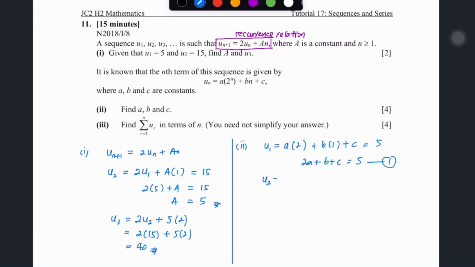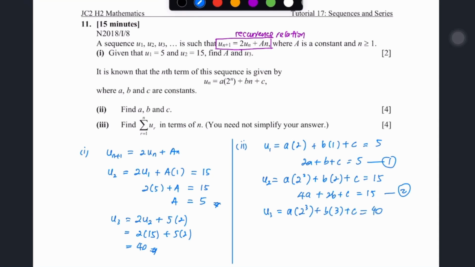Okay. U2 will be equal to A times 2 power 2 plus B times 2 plus C. This one is 15. Then I have 4A plus 2B plus C equals 15. This is equation 2. U3 is equal to A times 2 cube plus B times 3 plus C. So you just apply the formula only. So U3 is 40. So 8A plus 3B plus C equals 40. So this is equation 3.